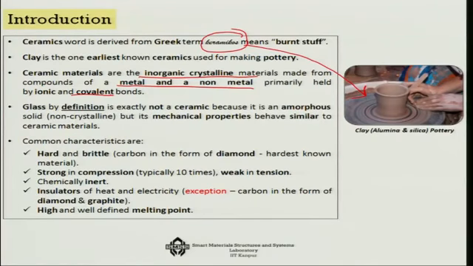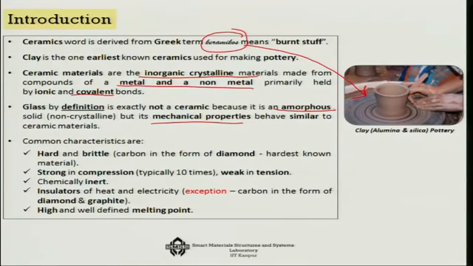Now glass is also sometimes mentioned in the same way as ceramics, but glass by definition is not a ceramic, because ceramics have a definitely distinct crystalline structure, but glass is amorphous. However, the mechanical properties of glass, even though it is amorphous, are very similar to ceramic materials. Some of the common characteristics are that both ceramics and glass are hard and brittle.